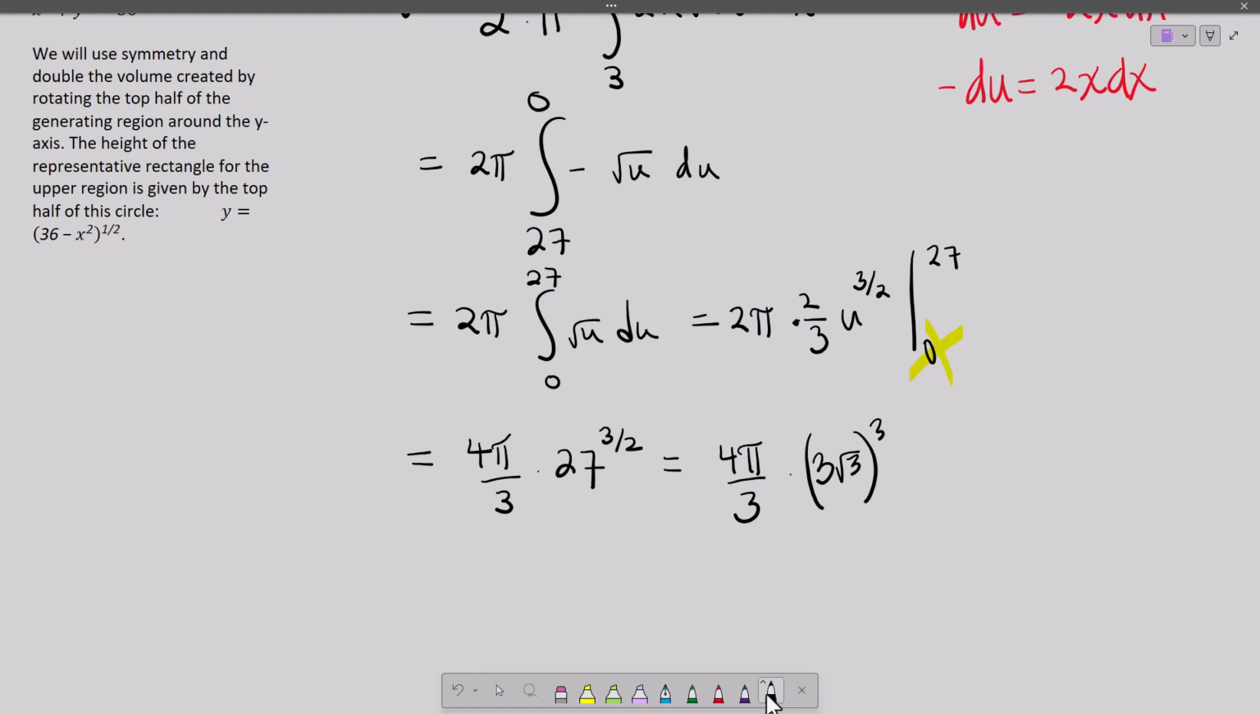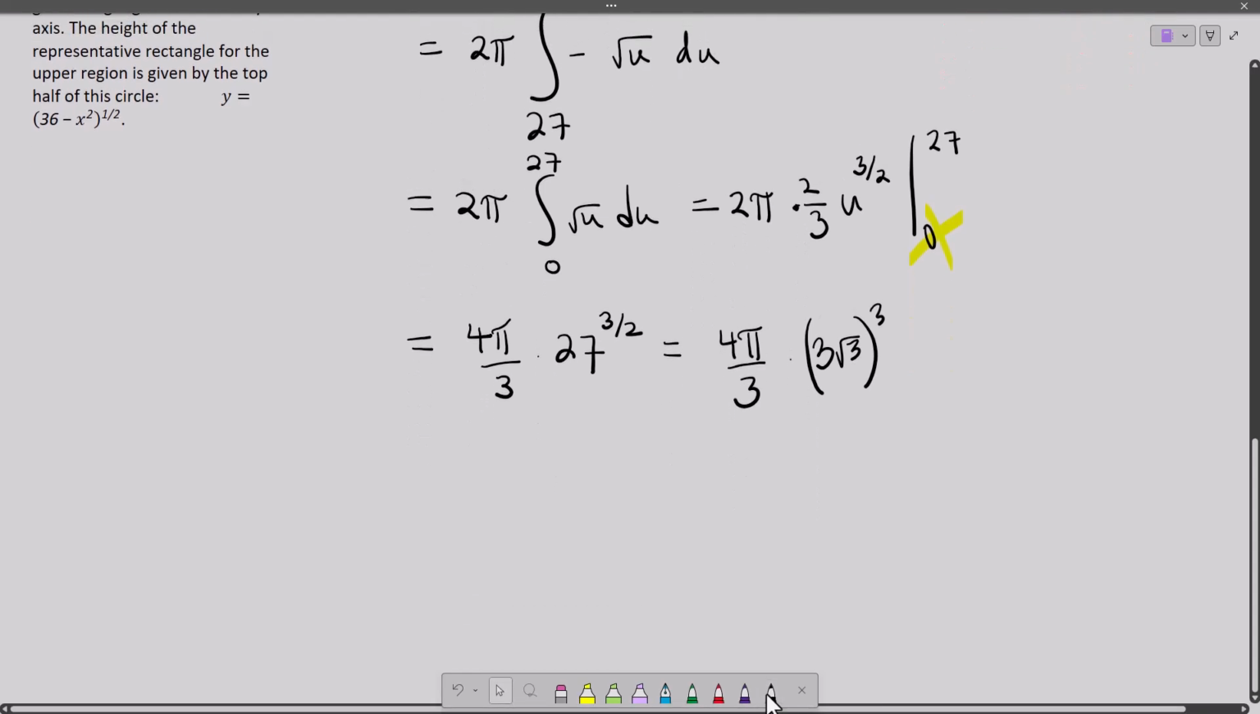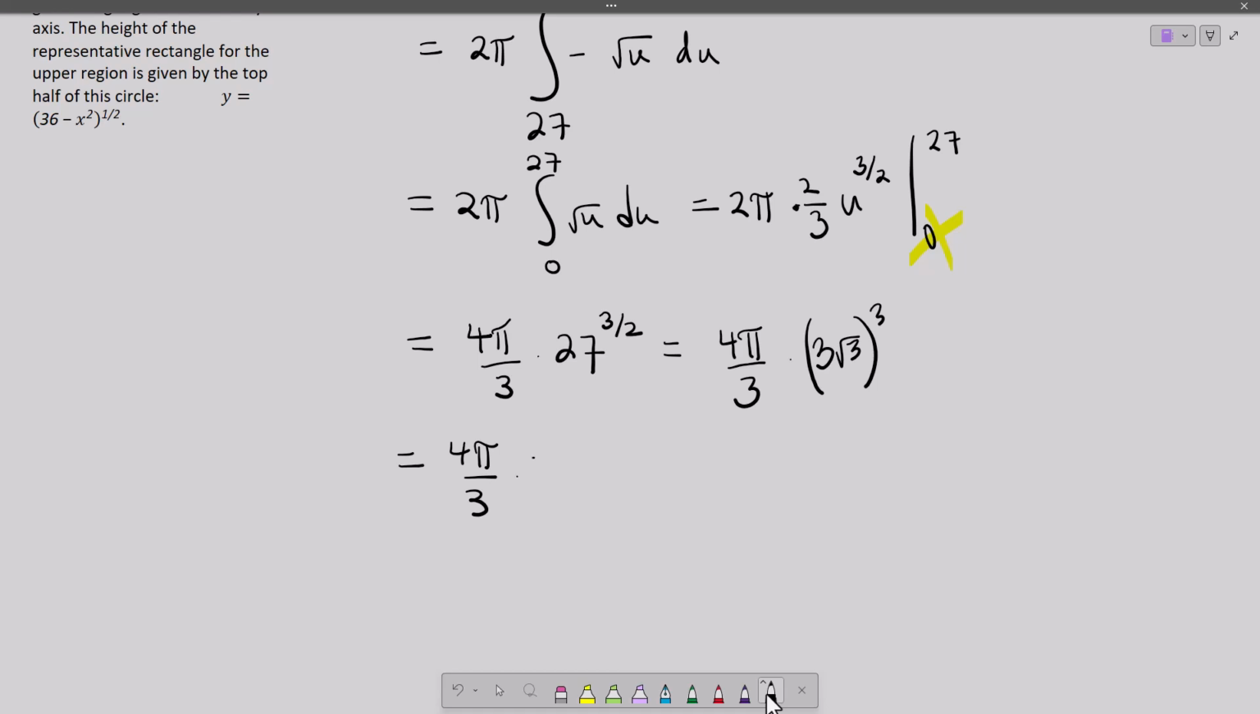So 3 times the square root of 3 for the square root of 27. Everyone agree with that? 27 is 9 times 3, so the square root of 9 is 3, the square root of 3 is the square root of 3. And then we have to cube that. So we are going to have 4 pi over 3. 3 cubed is 27. And then root 3 cubed is 3 root 3.